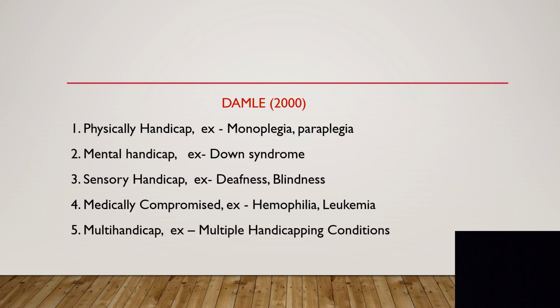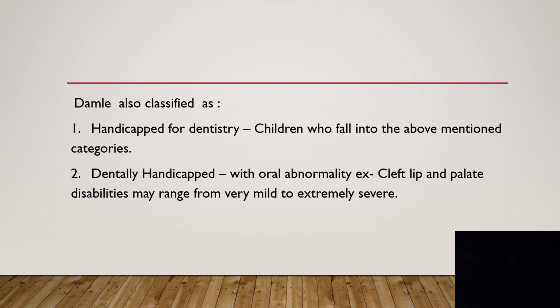Gamble classified it as physically handicapped, monoplegia or paraplegia. Monoplegia, paraplegia will be taken further in the slides. Mental handicap, Down syndrome, sensory handicap, deafness or blindness, medically compromised, hemophilia or leukemia, multi-handicap, multiple handicapping conditions.